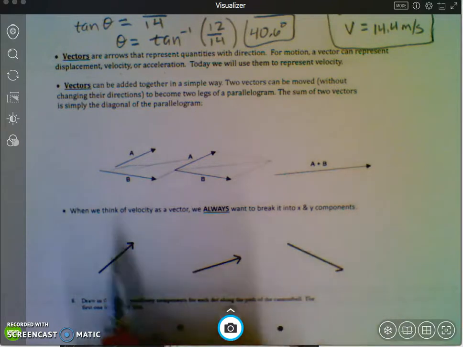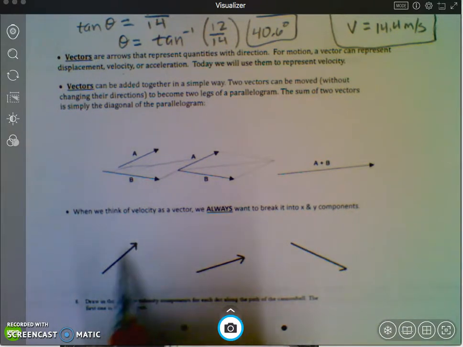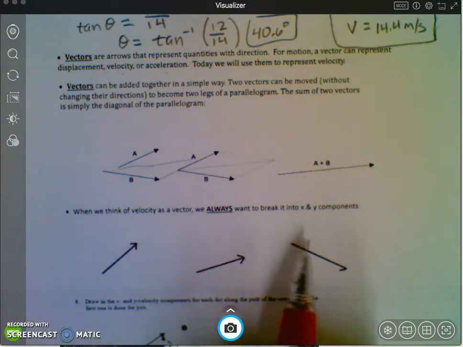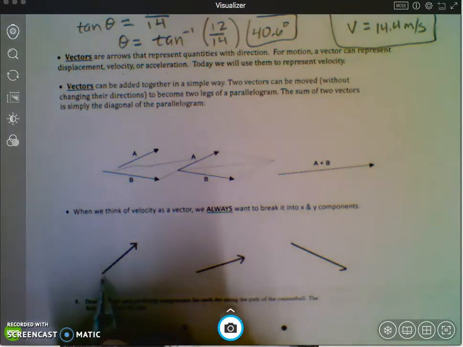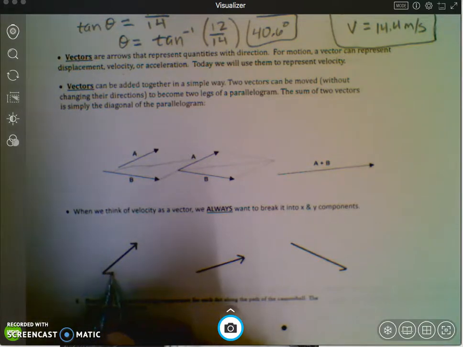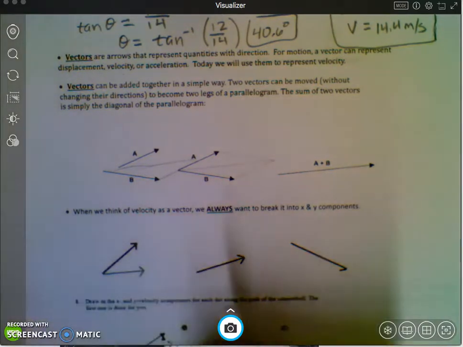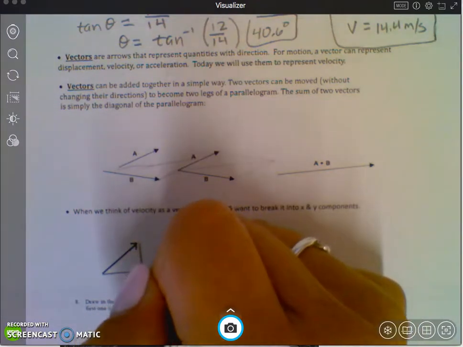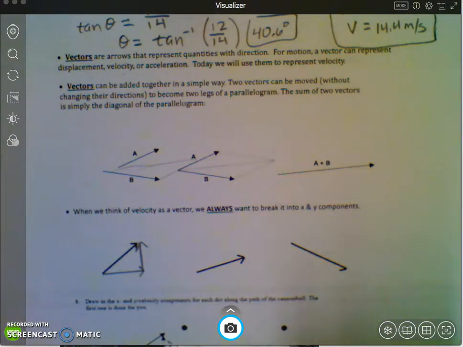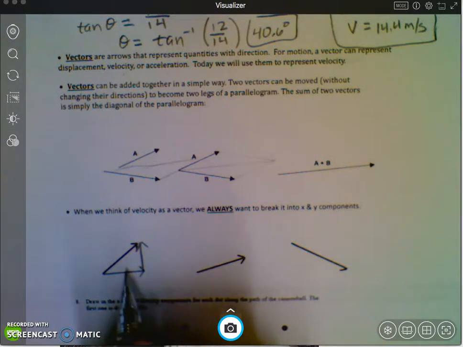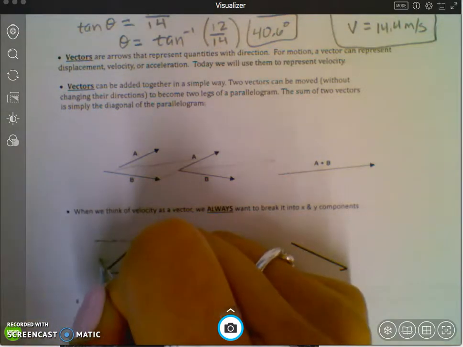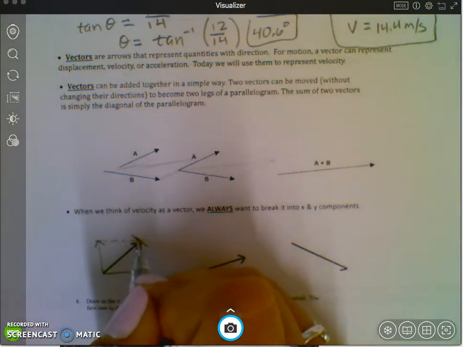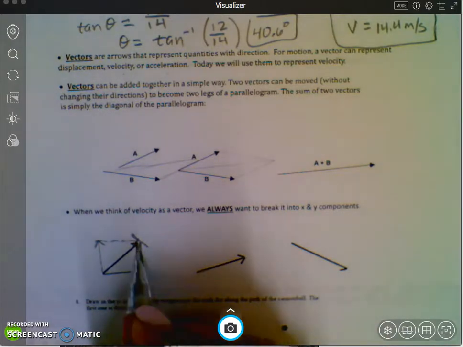Okay? Anytime we see a vector at an angle like this, we want to break it into x and y components, meaning horizontal and vertical. So anytime we see this, we're going to take from the end, break it into its horizontal component and its vertical component, and we're going to make a right angle. Okay, we're going to make a right angle. You could have also done it this way. Okay, so either way, just make sure that your arrows face the right way.